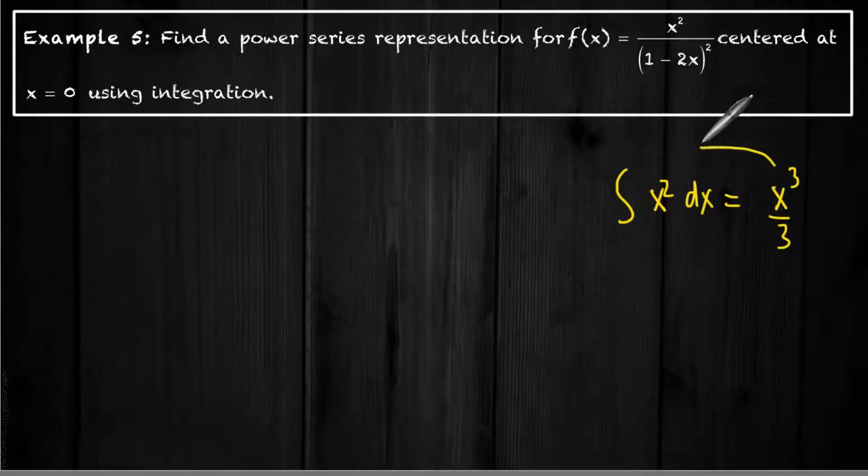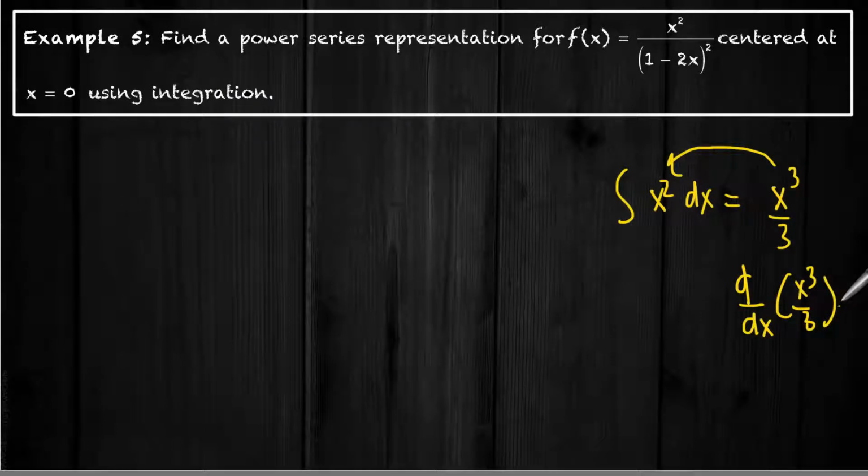Now, to go back to x squared, we would have to take the derivative with respect to x of x cubed over 3, and that would get us, by way of power rule, x squared. We're going to need to use that concept in this problem. We want to integrate the function that they give us, and then we're going to come up with a power series representation for that function that we get after we integrate it. And then we're going to take the derivative of that power series to get back to our original function. So let's see how this works.